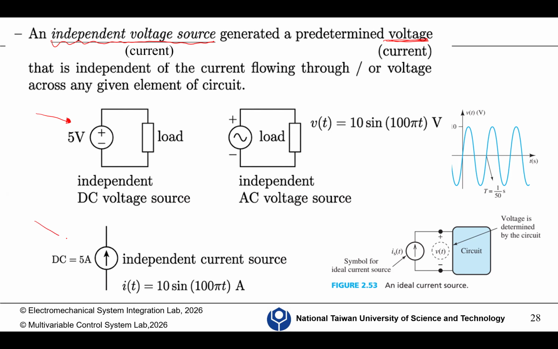Okay, and for this symbol, it is an independent current source, and it generates a predetermined current. The direction of the arrow means the direction of current. If it's written like this, DC equals 5 ampere, it means it's a DC current. If it is written as i(t) equals 10 sine 100 pi t ampere, it means it's an AC current. And this is the amplitude.